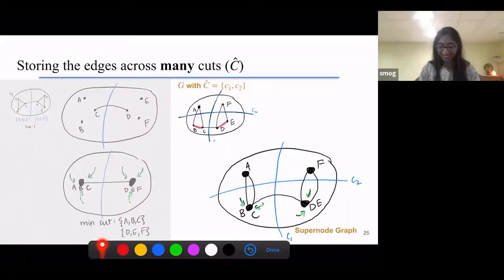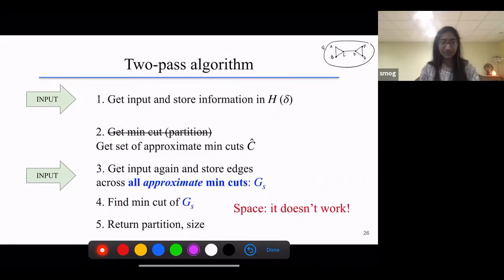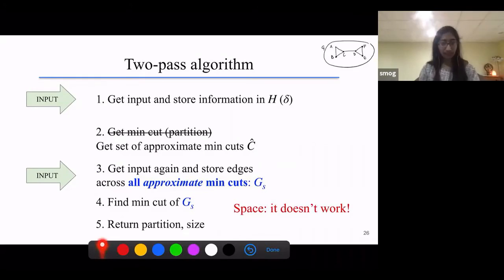But yes, good question. Okay, so what do we have so far? Remember, we have our specified graph H, and from that graph, we get our set of approximate min cuts. And then what we just said was we're going to store all of these edges across the approximate min cuts in a supernode graph. Let's call it maybe G sub S, right? So after we store these edges in the supernode graph, then we find the min cut of the supernode graph and then return the partition and size. And this would be a good algorithm, except the space doesn't work. And so we'll see why in this third step, our space might exceed our limit.